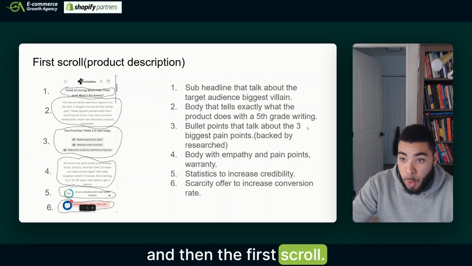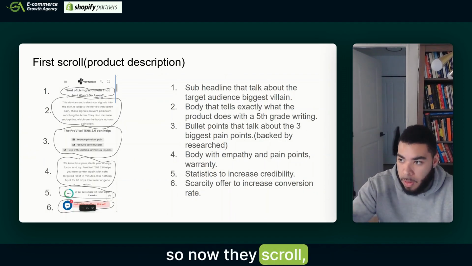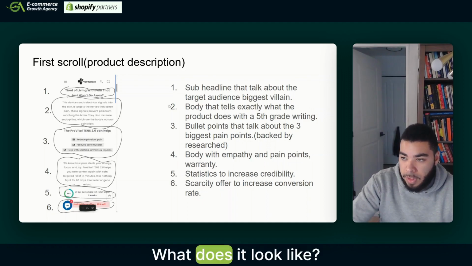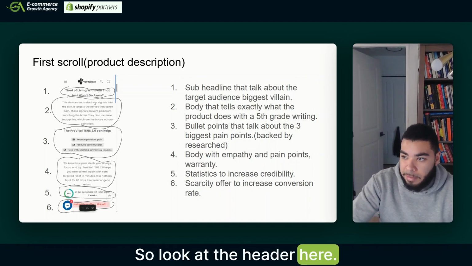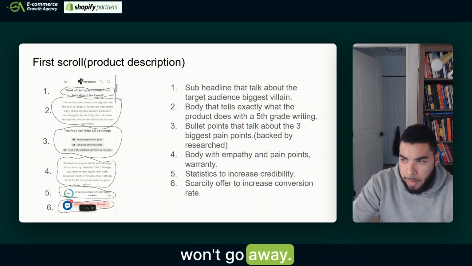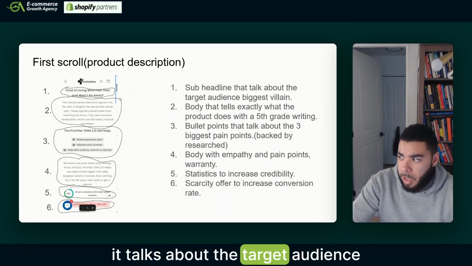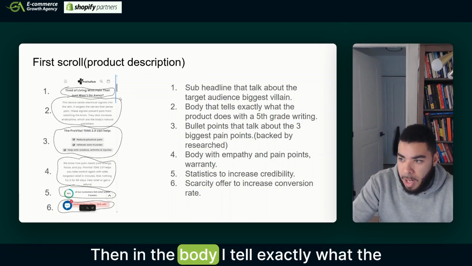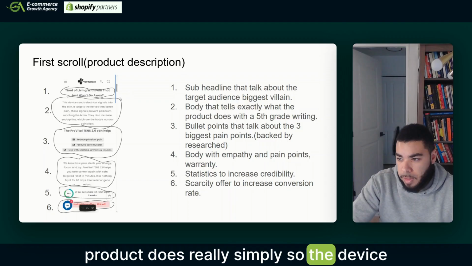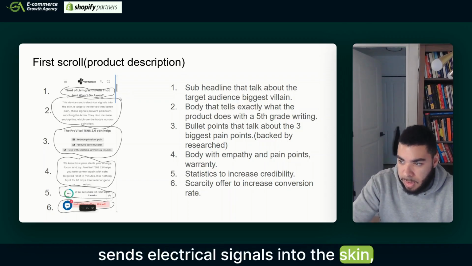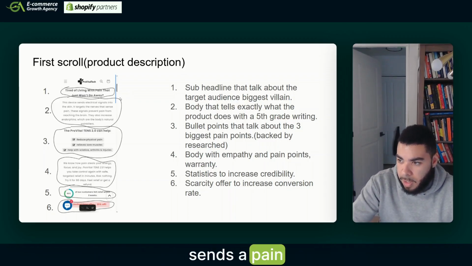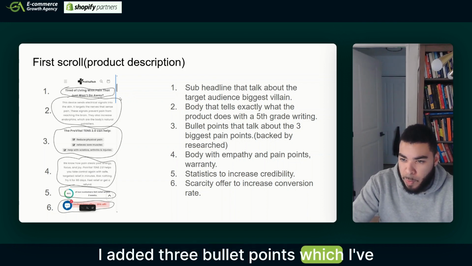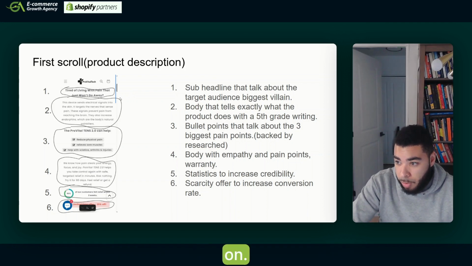And then the first scroll, okay? So now they scroll. The product description, what does it look like? So look at the header here. Tired of living with pain that just won't go away? Okay. It talks about the target audience's biggest villain, which is pain. It's really important, okay? Then in the body, I tell exactly what the product does. Really simple. So the device sends electrical signals into the skin. It targets the nerve. It ends the pain. Boom. Really simple, okay?